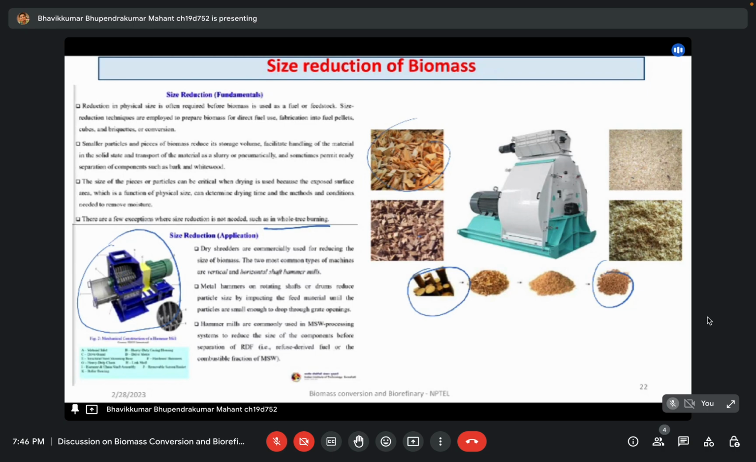If you can't see the screenshot of the professor's slides, then from next time onwards I will take the content. We are discussing, we just saw the video of the drying process. Now we are shifting to size reduction.